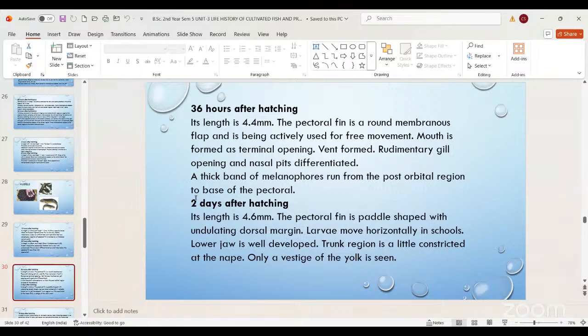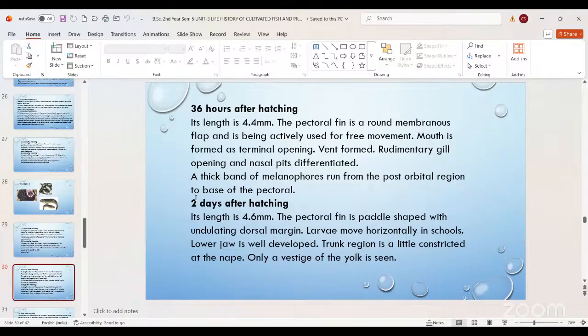36 hours after hatching. Its length is 4.4 mm. The pectoral fin is a round membranous flap and is being actively used for free movement. Mouth is formed as a terminal opening. Vent formed. Rudimentary gill opening and nasal pits differentiated. A thick band of melanophores runs from the post-orbital region to the base of the pectoral.